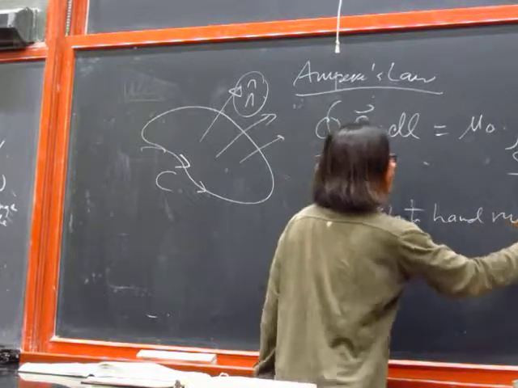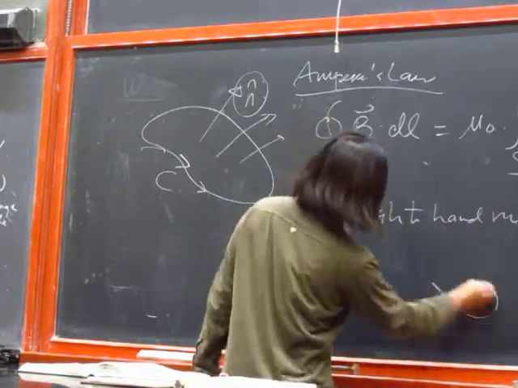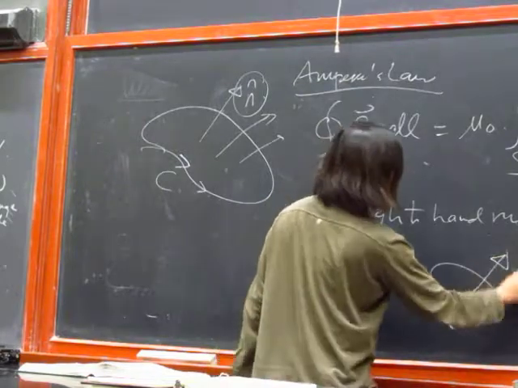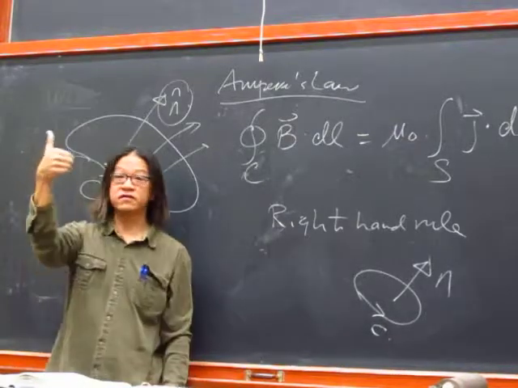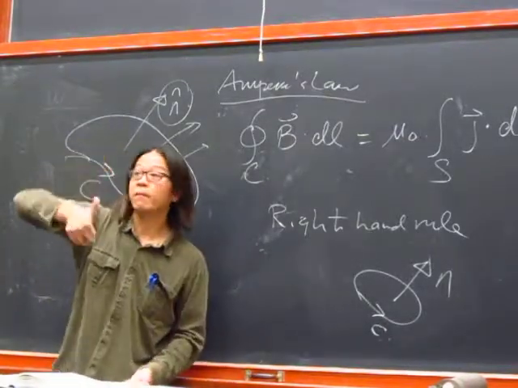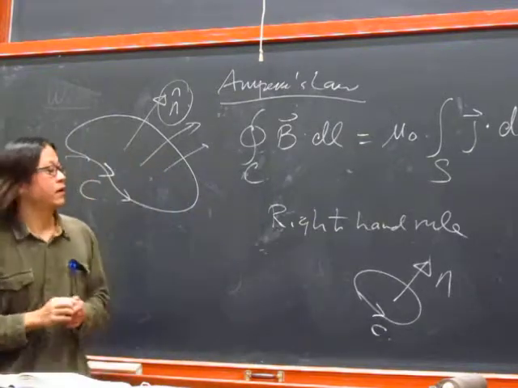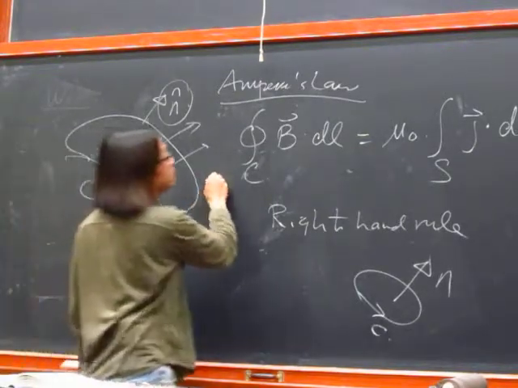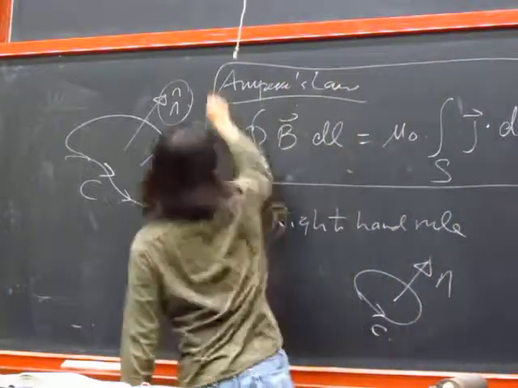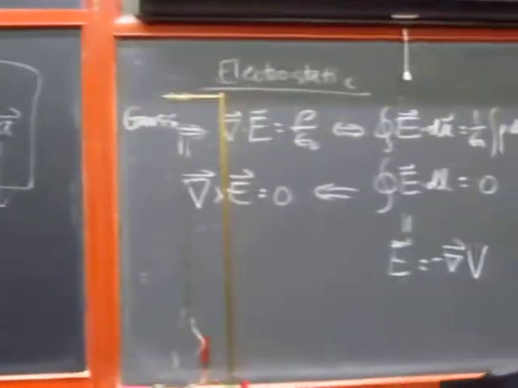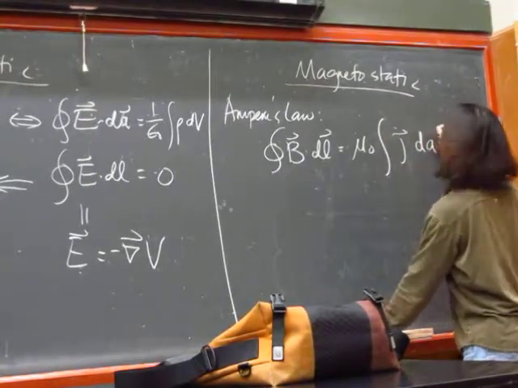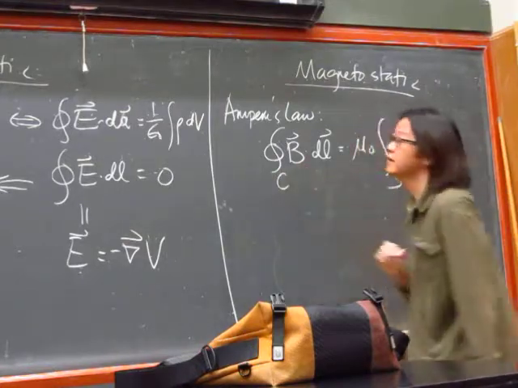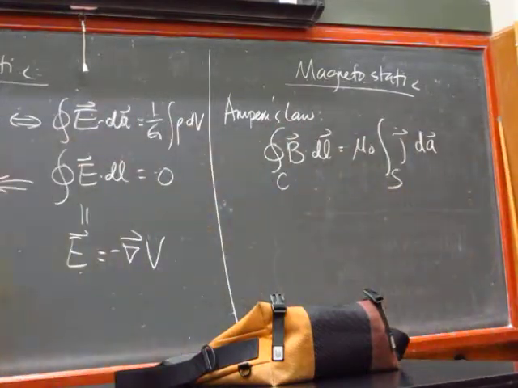This is C. If C is in the direction of your fingers, then N is in the direction of your thumb. Okay? So that's Ampere's law. Let me change that to make it more general, which is an integral of J over S, for this is over C. Okay? So that's actually not enough.